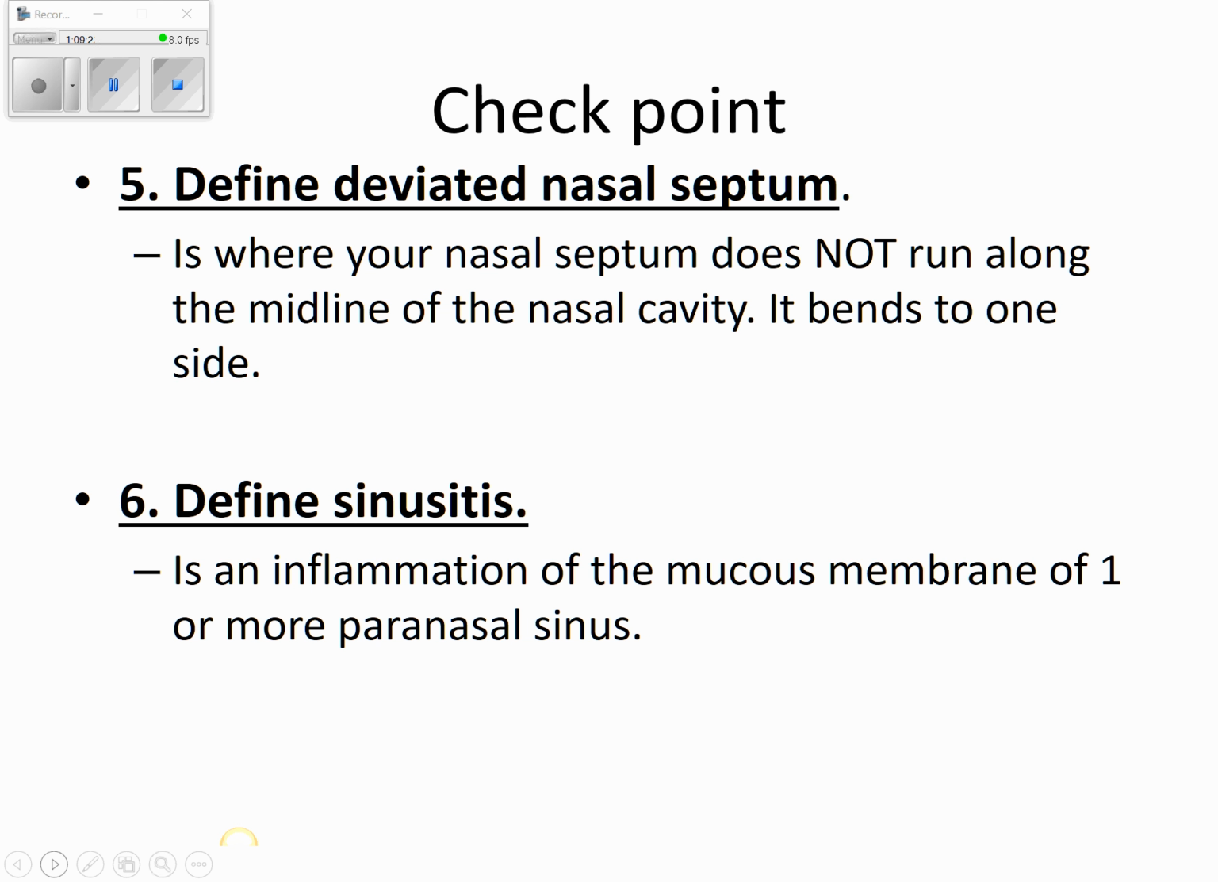A deviated nasal septum is where the nasal septum does not run along the midline of the nasal cavity. It usually bends to one side more than the other. Define sinusitis: that is an inflammation of the mucous membrane of one or more paranasal sinuses.